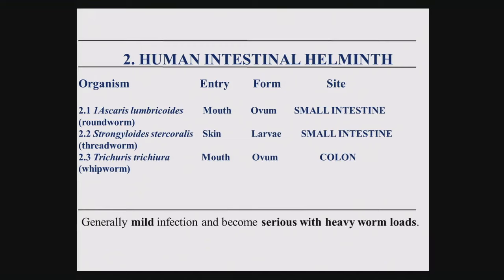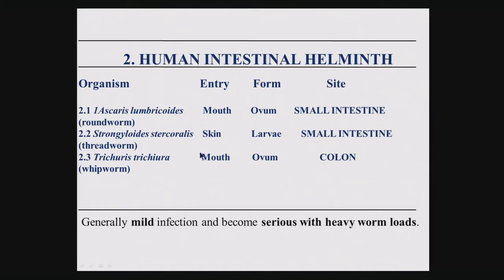Okay, so we are going to talk about three, but in reality there are many other parasitic helminths. If you have interest, you can read the parasitology textbook. So the three species we're going to cover are Ascaris, Strongyloides, and Trichuris, and these are probably the most common, and one of the three is most important in terms of disease severity.